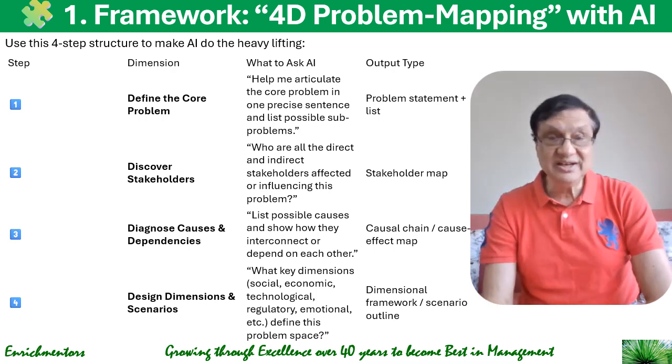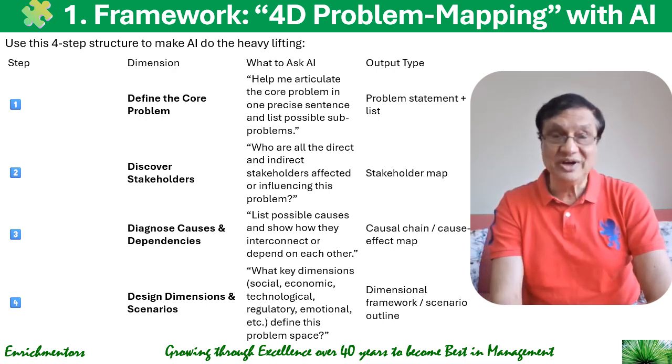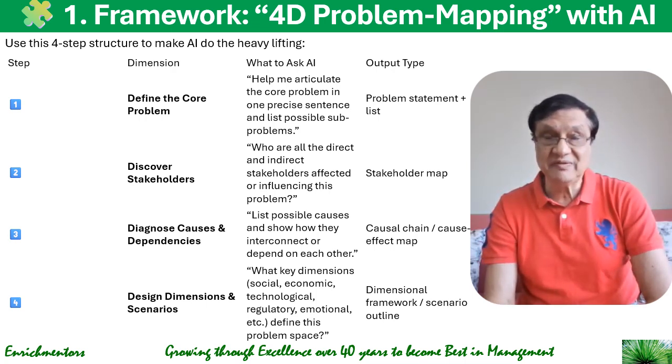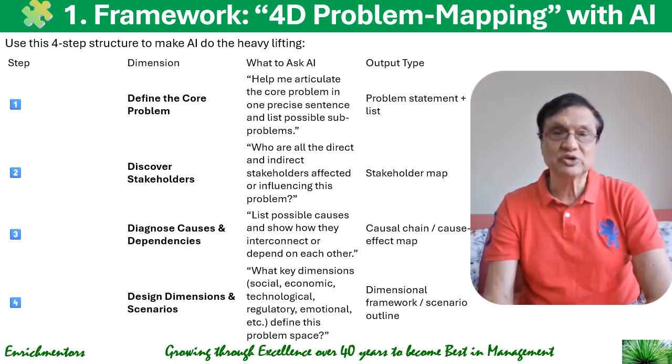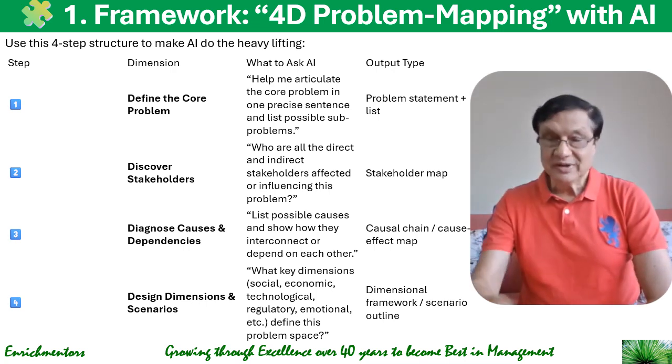And the last D in this is to design dimensions and scenarios, where you ask AI what key dimensions, like social, economic, technological, regulatory, emotional, etc., define this problem space. So what are these dimensions that define the space? And there you get the dimensional framework or a scenario outline. So that's the framework.